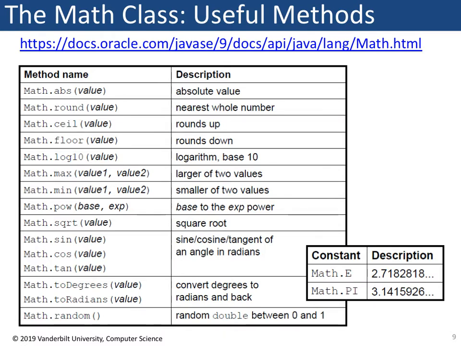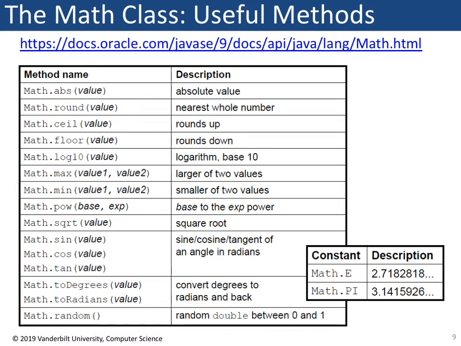So if you wanted to raise a base to a specific exponent, it'd be useful: square root, sine, cosine, tangent. So notice the number of arguments each of these take. Power requires both the base and the exponent. Max and min require two values to be able to decide which is the larger and which is the lower.